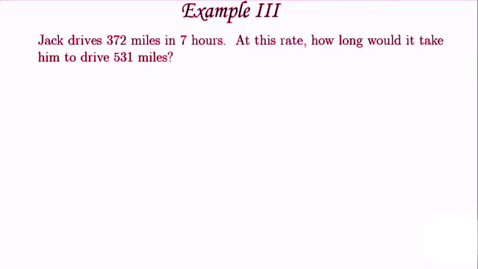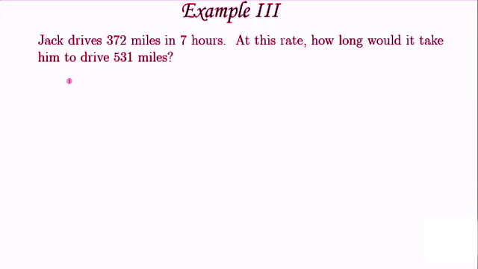Next example is sentences, so it's going to require that extra step of translating from the sentence into an equation and then going from there. Jack drives 372 miles in 7 hours. At this rate, how long would it take him to drive 531 miles? It mentions rate, and we know this is a rate because it's a ratio involving two different units.